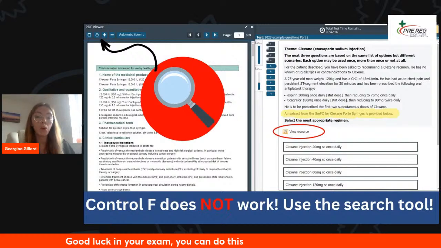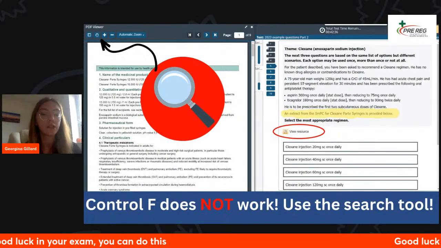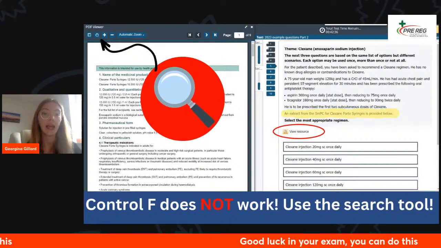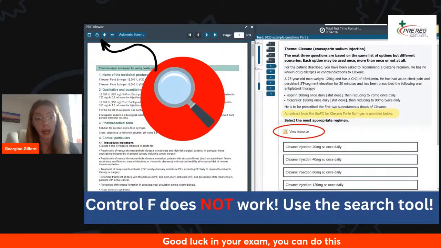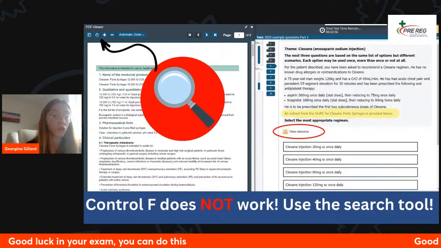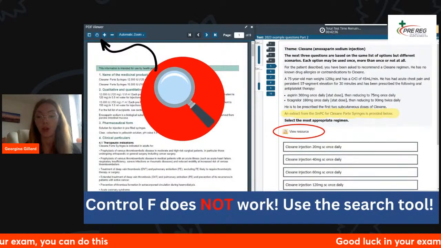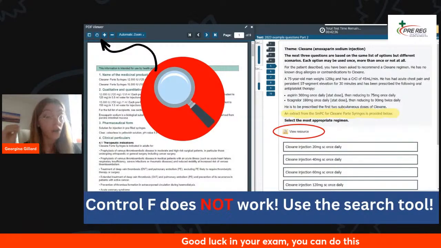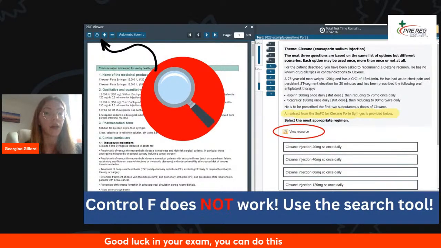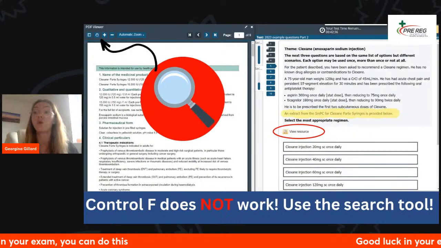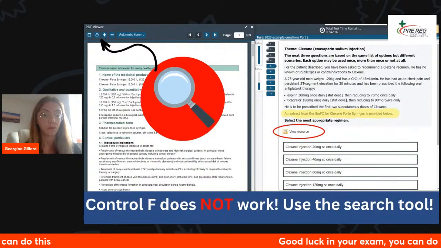One important thing for you to understand here, guys, is that Control F does not work. You use the search tool. It's a magnifying glass, and it's going to be right up where my arrow is. It's just before the zoom on your PDF viewer in the exam. So look for that magnifying glass. And remember, you need to search smart, not hard, which I'll explain in a moment.